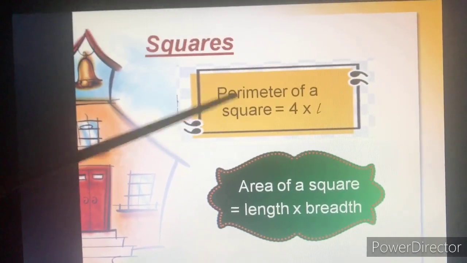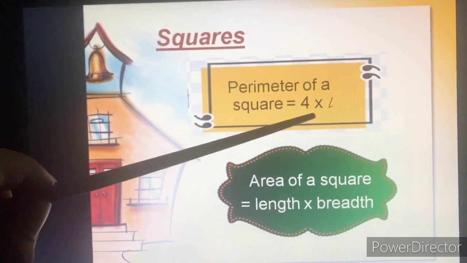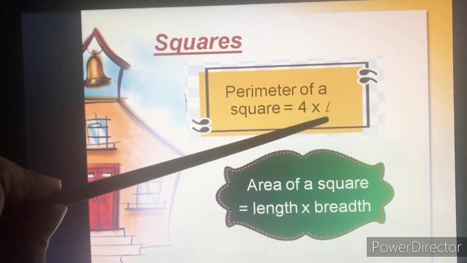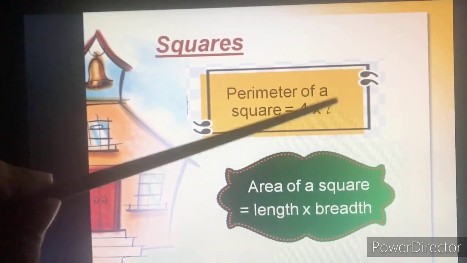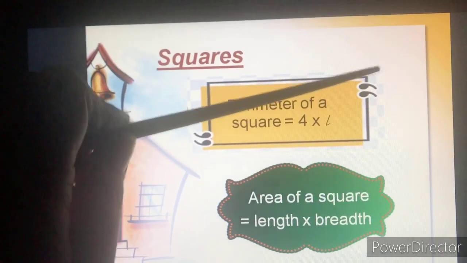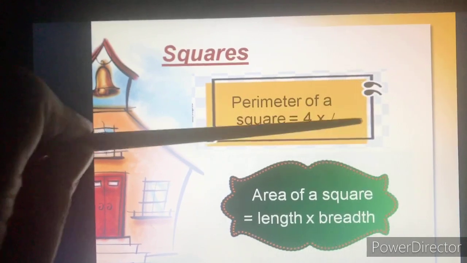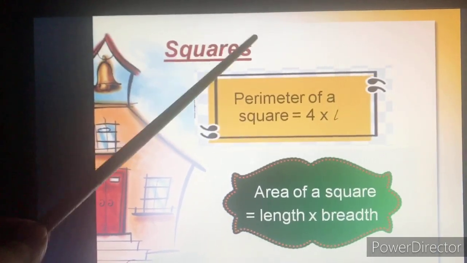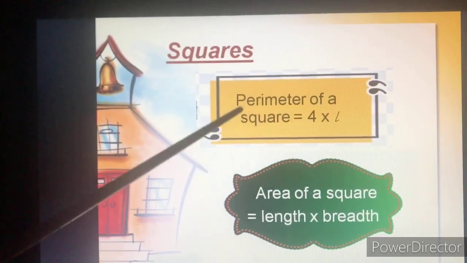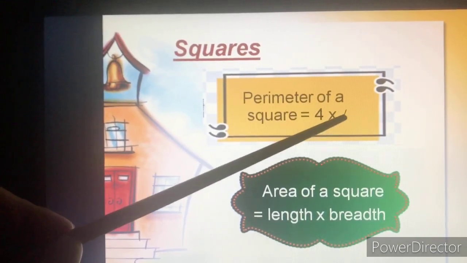So the formula of perimeter for square will be 4 multiplied by L. What is this L? Yes, length. Length means 1, 2, 3 and 4. These 4 lengths. So 4 multiplied by lengths, because in squares all the lengths are equal. That's why we are using the formula 4 multiplied by L.